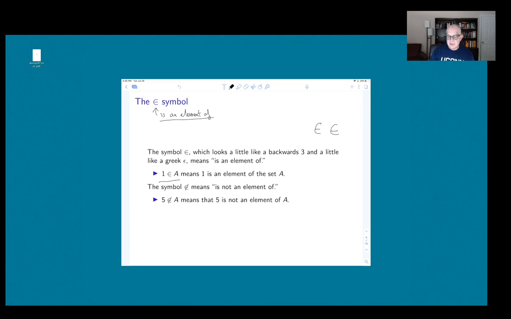You can put a slash through it like you do with equals, and then it means "is not an element of." So 5 is not an element of A. You can write it like this. Remember that A was the set from the previous slide, consisting of 1, 2, and 3.